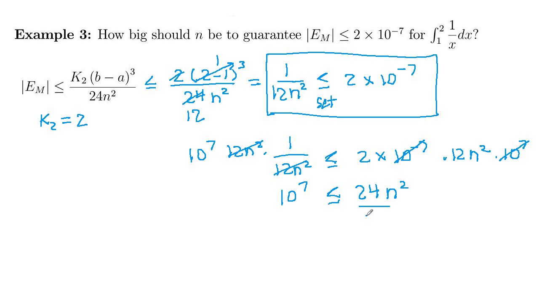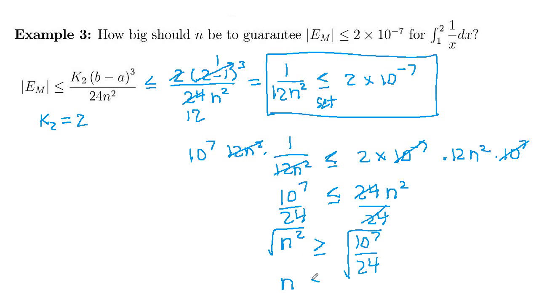Now we'll divide both sides by 24. So these cancel. So n squared is greater than or equal to 10 to the 7th over 24. And then take square roots of both sides. Square roots will preserve the inequality. And that'll give us n greater than or equal to the square root of that. And we can compute this on the calculator.